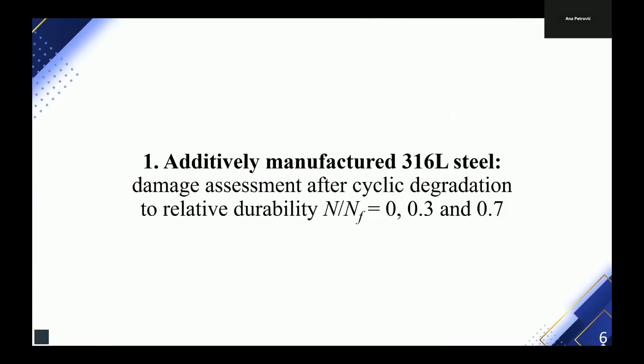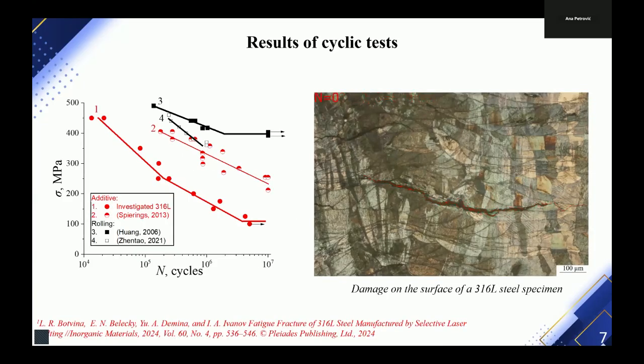The first part is an experiment with additively manufactured 316 steel. In this experiment, we provide damage assessment after cyclic degradation to relative durability 0.3 and 0.7. And after the cyclic loading, we start to tensile load our specimen statically. First of all, I would like to show you the results of cyclic tests.